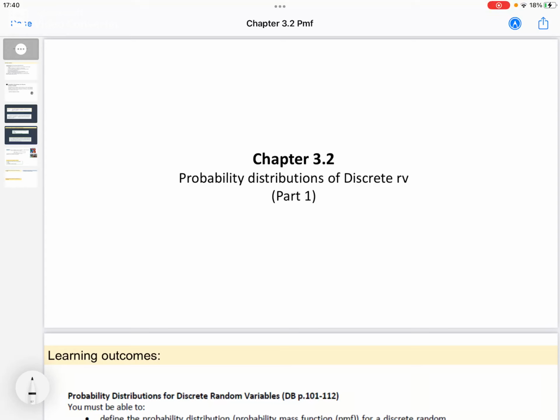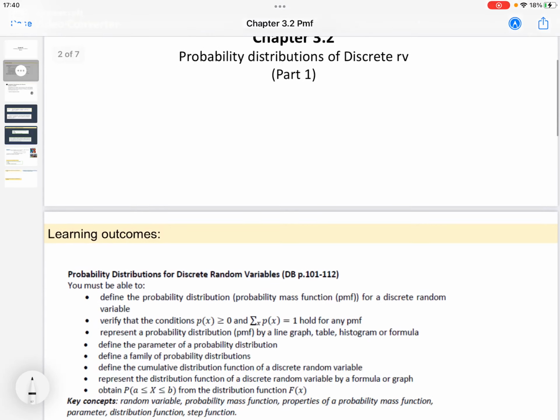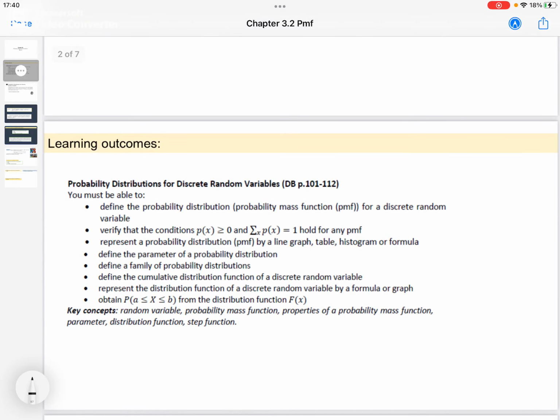Good day again. In this video, we will start with section 3.2, which introduces the concept of probability distributions of discrete random variables. By the end of this video, you should be able to define a probability distribution of a discrete random variable, which we will refer to as a probability mass function or PMF.